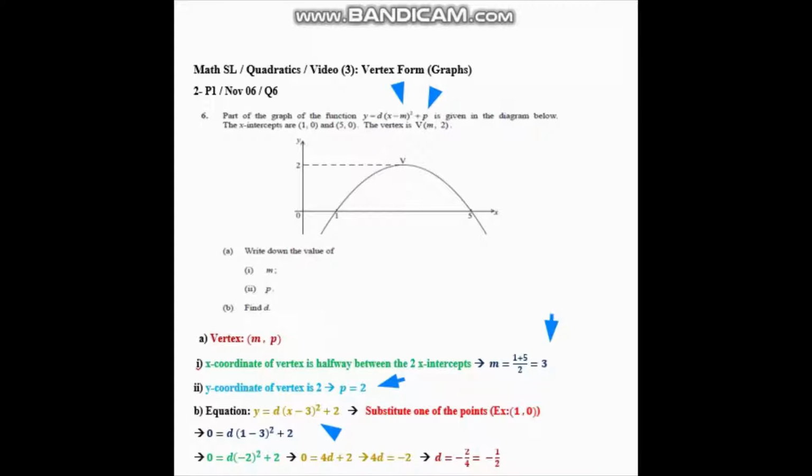Next, I'm going to substitute one of the points into the equation. I know that the point (1, 0) exists. So I'm going to plug 1 for x and 0 for y and try to find d. This is what I've done. So 0 equals d times (1 minus 3) squared plus 2. Hence 0 equals d times (negative 2) squared plus 2, and I solved the equation, obtaining a value of negative half for d.